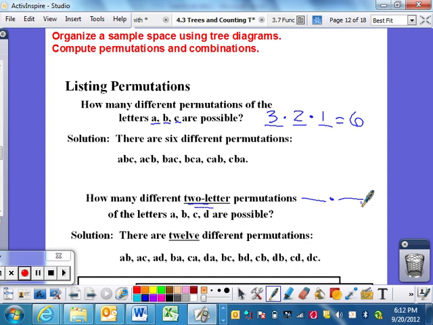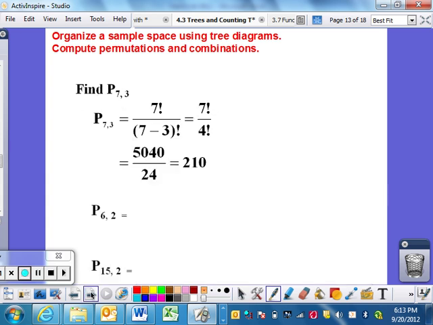Whereas here, there are 2 letters, so I have 2 options. How many options for the first letter? There's A, B, C, or D. 4. How many options for the second letter? 3. Multiply them together, you get your 12. That's a quick way to do permutations if you know that they're going in order. Just figure out how many you're looking for.